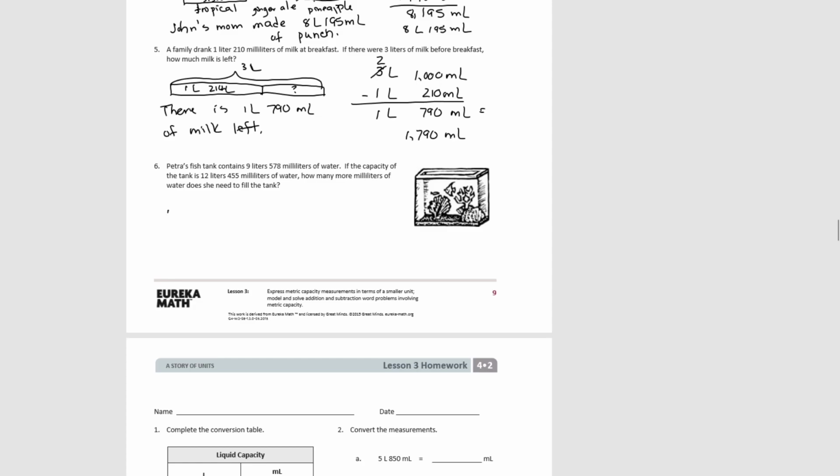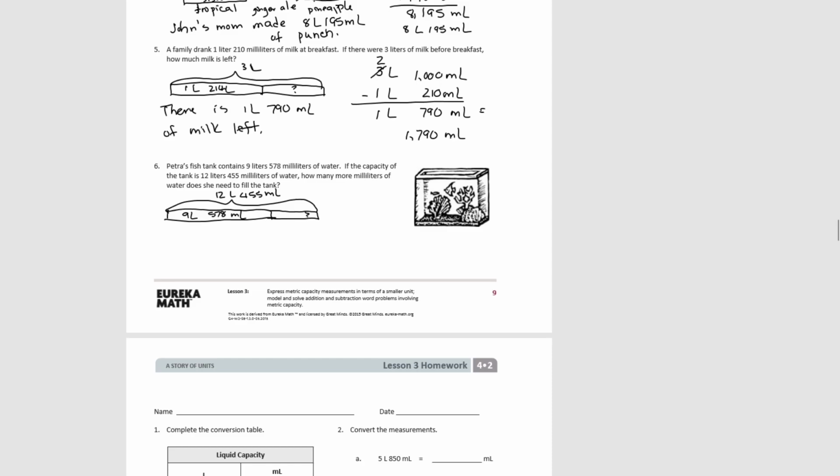Okay, so Petra's fish tank has 9 liters, 578 milliliters in it. We have the capacity of the whole tank, and we want to know how much she needs to fill the tank. So we have a total of 12 liters, 455 milliliters. So again, we have a total and a piece, and we're looking for the other piece. So we know that's subtraction.